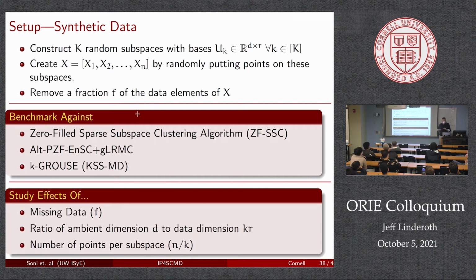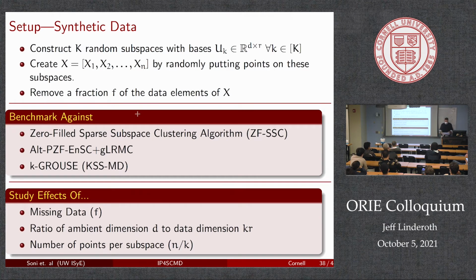So we're comparing our method against the most naive algorithm, the first one I told you about, the zero-filled subspace clustering. Then there's the iterative version of that, where you throw in some low-rank matrix completion as well, and this K-GROUSE one. I'm going to show you three pictures.